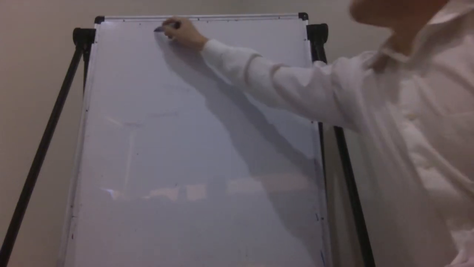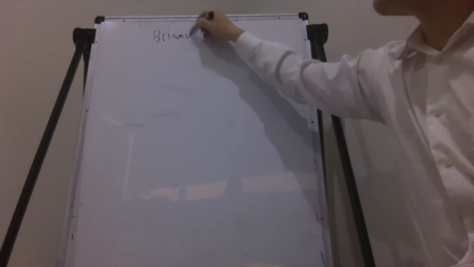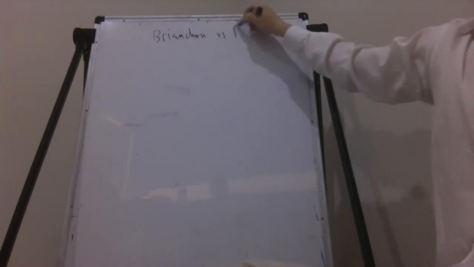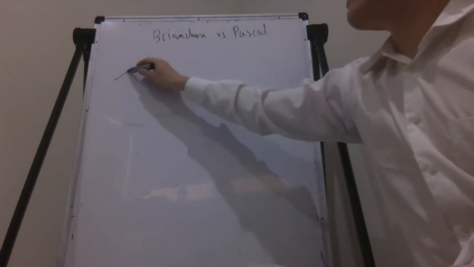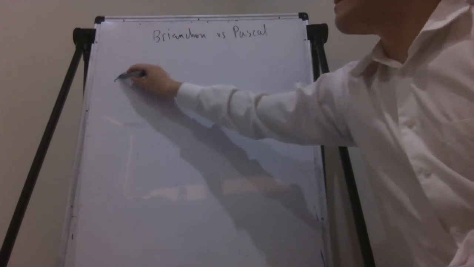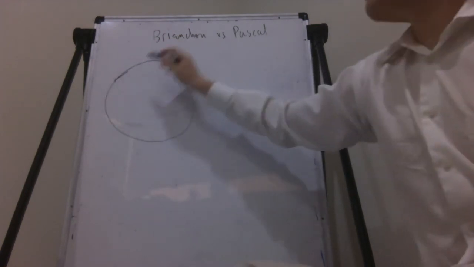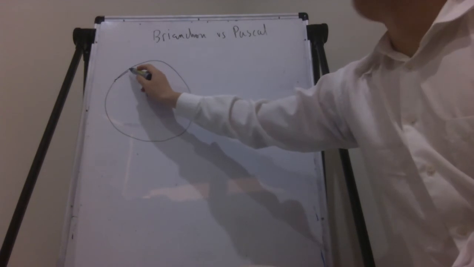Brianchon theorem, what was it? So it's like you have a hexagon, right? Inscribed inside of a circle.